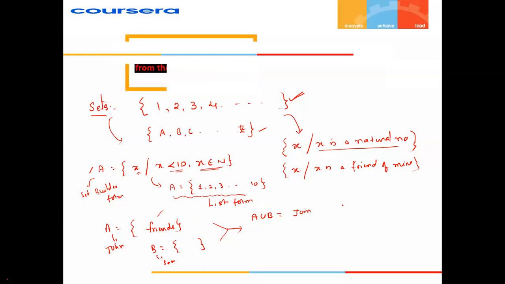Okay, one minute, right? So A intersection B. This is very simple, right? This is the common friends. Now we'll try to understand this with an example.